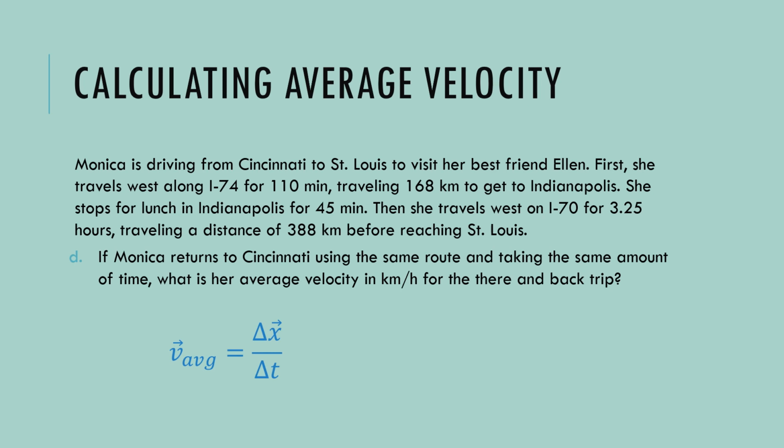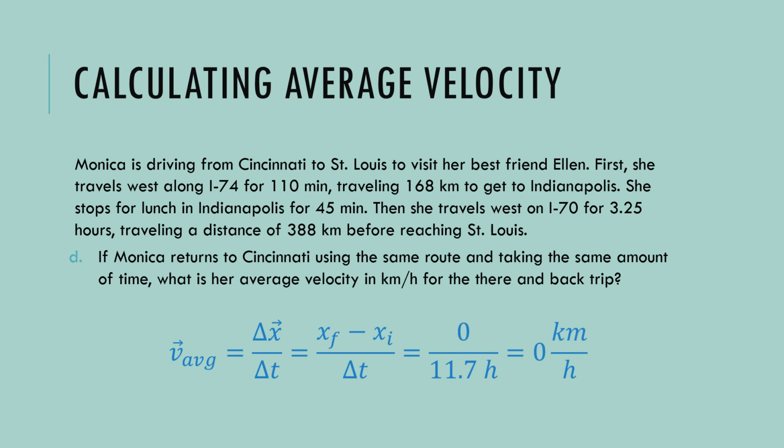Again, focusing on that equation, average velocity is displacement over time. And we're going to pay attention to the fact that displacement is the final position minus the initial position. In this case, the final position and the initial position are the exact same. Both are in Cincinnati. Therefore, my displacement would be 0, meaning that my average velocity is also 0.